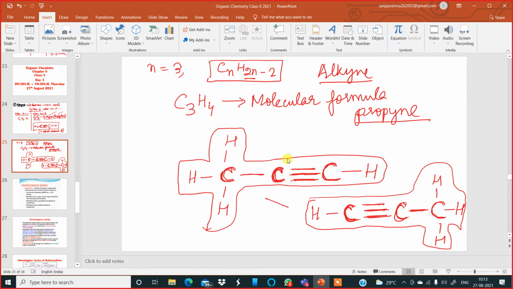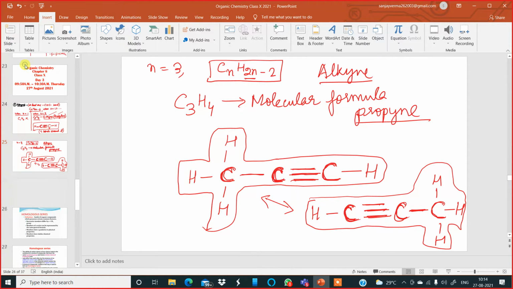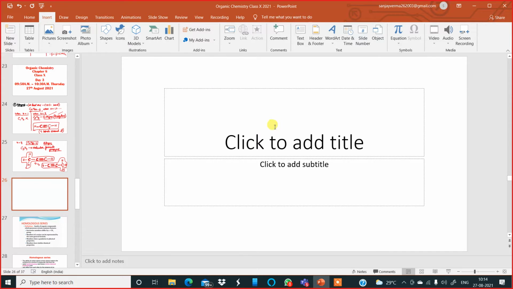Both are the same. Are you getting it? Am I clear with this homologous series alkyne example, propyne? Okay, very good. Now I move to the next slide to give you some more examples with regard to these alkynes, the third homologous series of hydrocarbons.